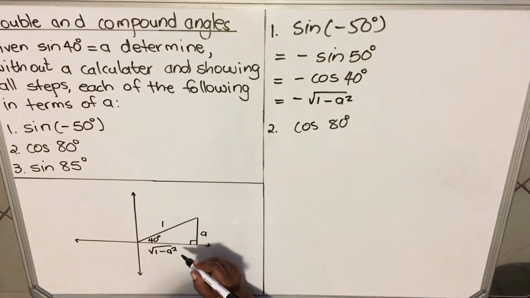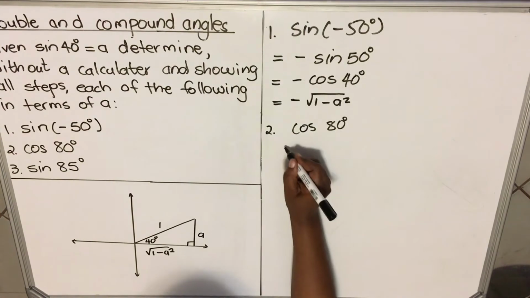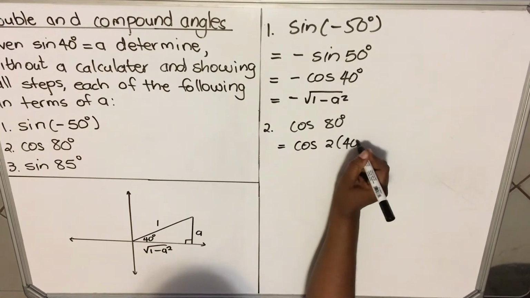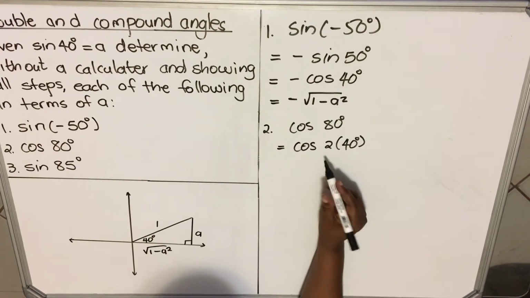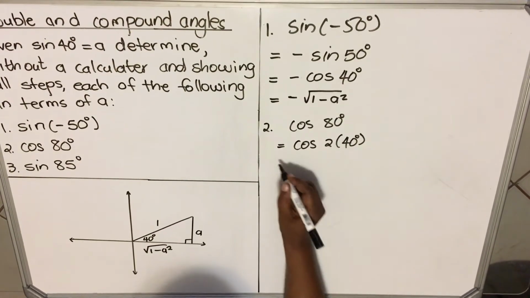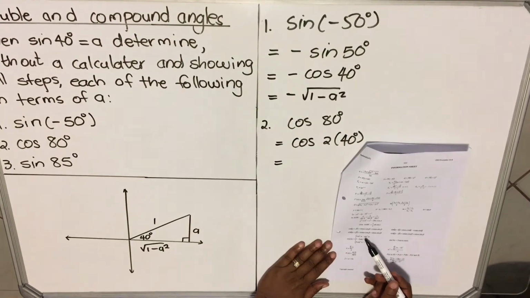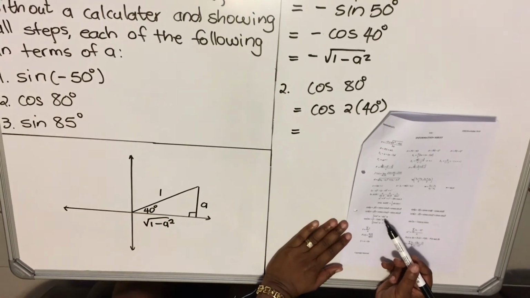So 80 is 40 times 2. So it means it's a double angle. So I can have cos 240 degrees. Okay, and then with cos, let's look at the formula sheet. When you have cos, you have actually three double angles with cos.